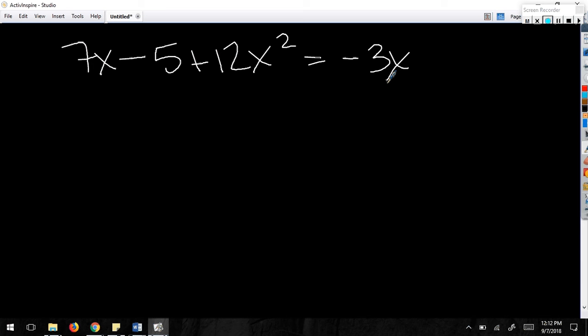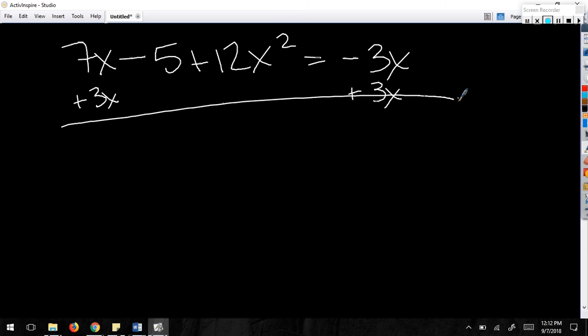So to solve using the quadratic formula, it must equal 0 before I start, so what should I do? Add 3x. Now, the other thing about this particular problem, it's not in standard form, it's out of order. So I'm going to just rearrange it a little bit so it's easier. 12x squared plus 10x minus 5 equals 0. Is anyone confused? Okay. So now it's just a quadratic formula.